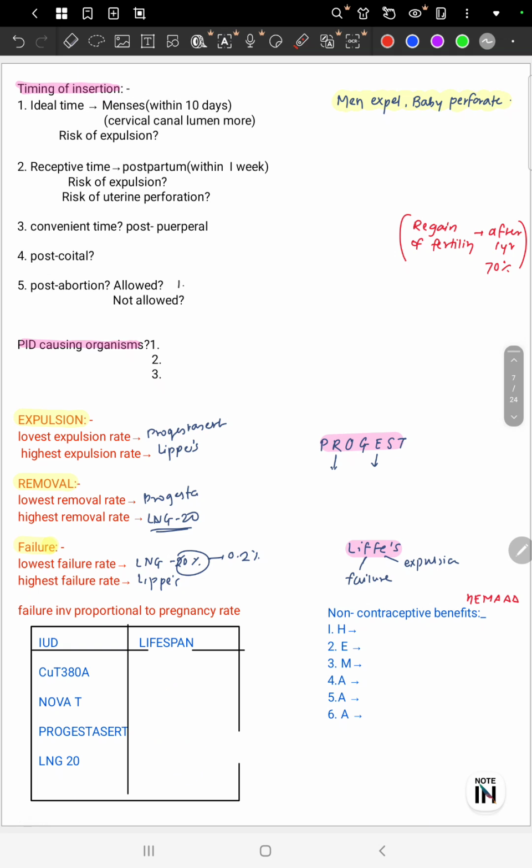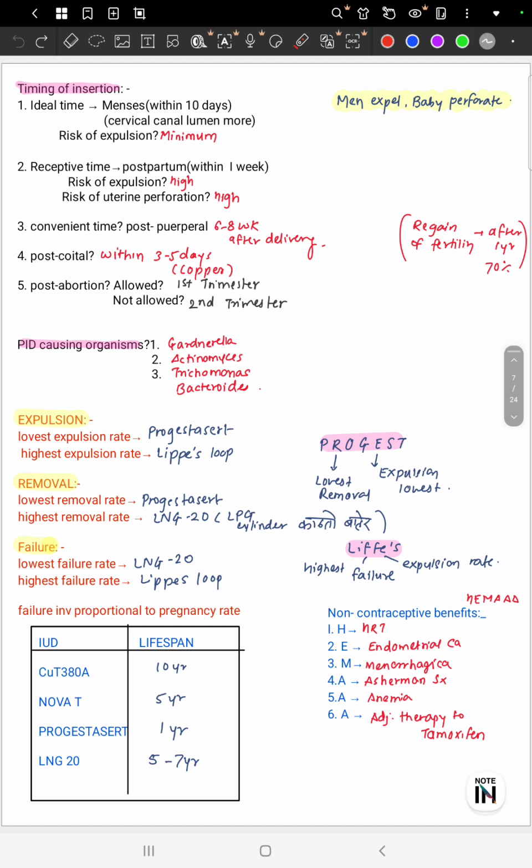What are the non-contraceptive benefits? They can be remembered by a mnemonic called HEMA. H stands for hormone replacement therapy. E stands for endometrial cancer or endometriosis. M stands for menorrhagia. A stands for Asherman syndrome, anemia, and another A stands for adjuvant therapy to tamoxifen. So these are all the non-contraceptive uses or benefits of IUCDs. The hormonal contraceptive methods, that is OC pills and depot formulations, will be discussed in the next video.